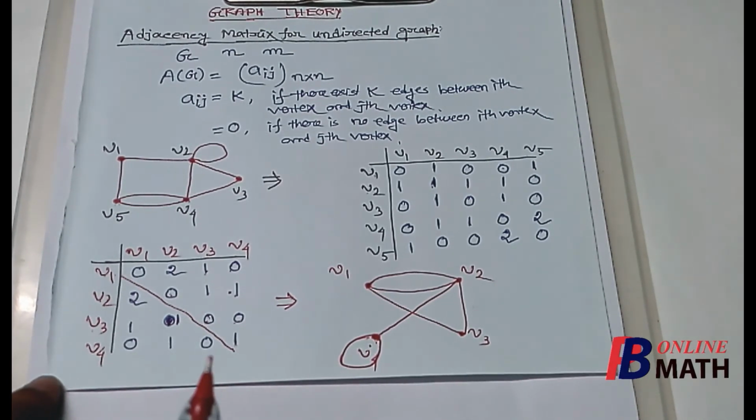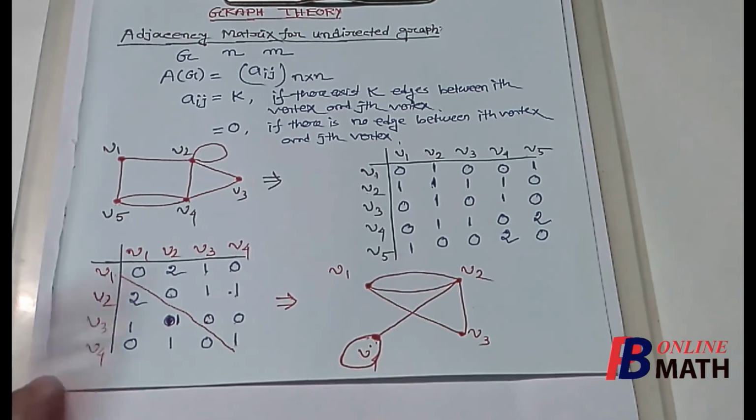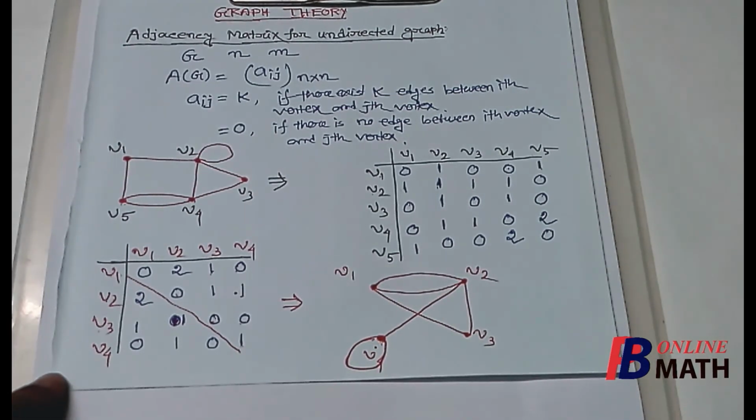So if the adjacency matrix is given, we can easily find the graph. If the graph is given, we can easily find the adjacency matrix. So with this we complete this part. In this part we have considered adjacency matrix for undirected graph. In the next part we shall consider adjacency matrix for directed graph.